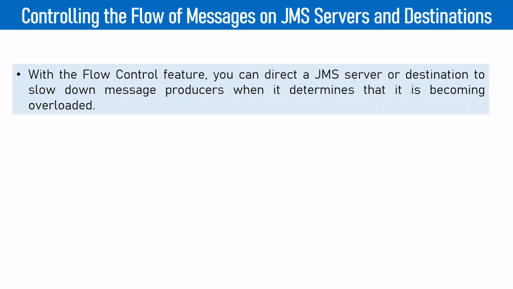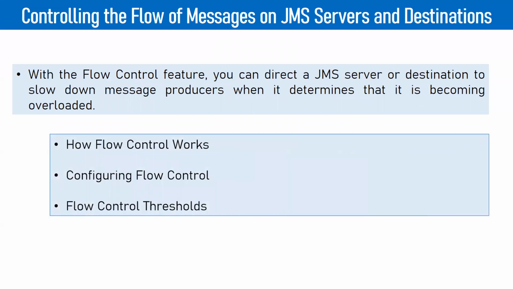Now, controlling the flow of messages on a JMS server and destination. So how can we control that? With the flow control feature, you can direct a JMS server or destination to slow down message producers when it determines that it is becoming overloaded. As I said, if your destination or your consumer is not capable of handling such a load altogether, then you can allow flow control in your producer. You can tell your producer that I'm not able to cater to all the demand that you are sending as of now, and you have to send the messages in batches.